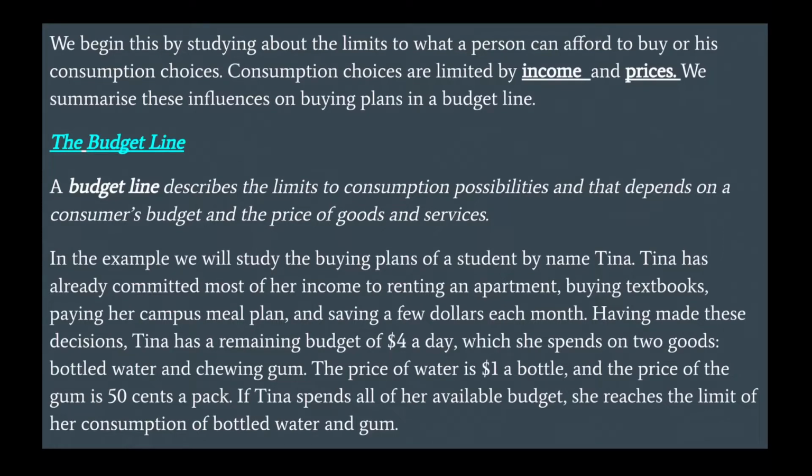In the example, we will study the buying plans of a student named Tina. Tina has already committed most of her income to renting an apartment, buying textbooks, paying her campus meal plan, and saving a few dollars each month. Having made these decisions, Tina has a remaining budget of $4 a day, which she spends on two goods, bottled water and chewing gum. The price of water is $1 a bottle, and the price of the gum is 50 cents a pack. If Tina spends all of her available budget, she reaches the limit of her consumption of bottled water and gum.